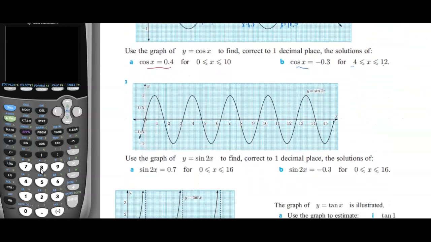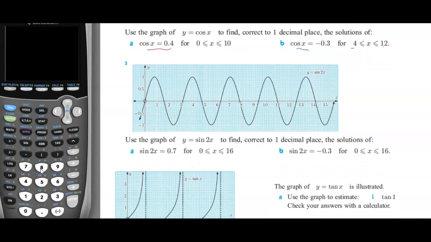Okay. Next one, number 3. Use the graph of y equals sine 2x to find, correct to 1 decimal place, the solutions of sine 2x equals 0.7 for the domain 0 to 16. Notice that the b value is 2, which means that the period is going to be half as much as usual. So instead of being 2 pi, it's going to be pi.